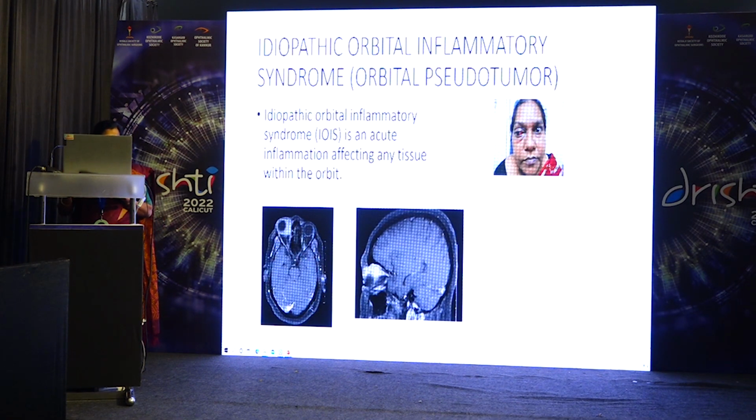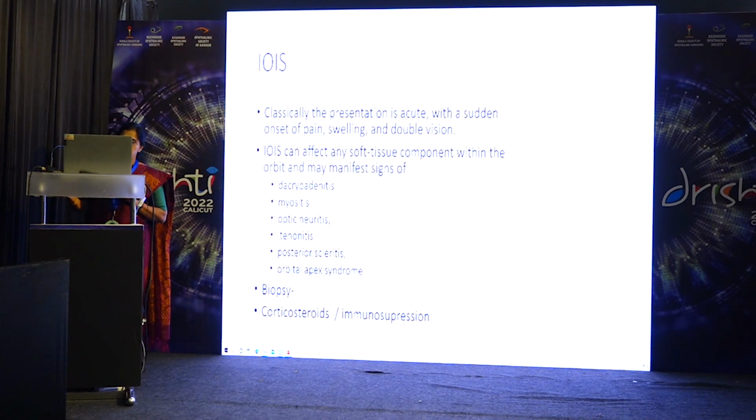Coming to idiopathic orbital inflammatory tumor, previously it was called orbital pseudotumor. It can affect any tissue in the orbit. Here, one important differentiating feature from thyroid orbitopathy is in imaging, the tendon is also involved, and any of the orbital tissue can be involved.